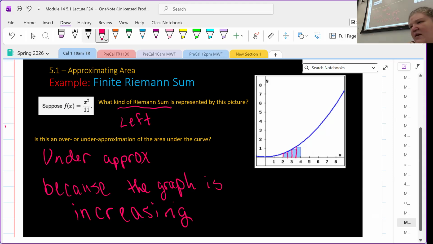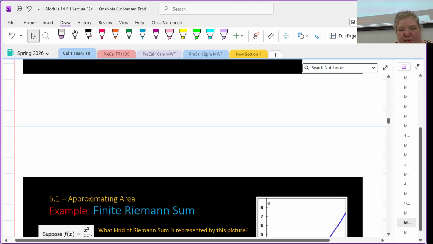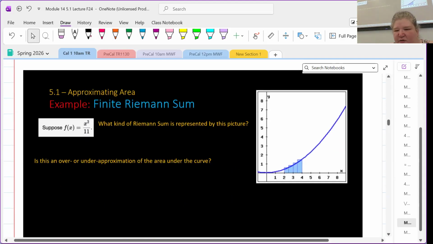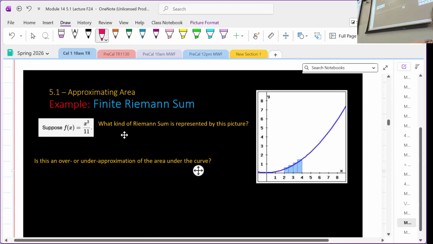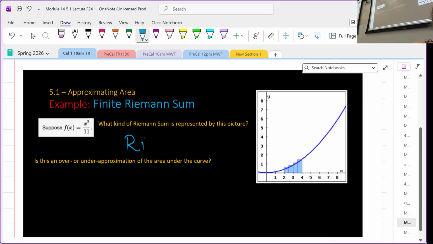So it's not that left endpoints are always an under approximation, but if the graph is strictly increasing over the interval we're looking at, then a left approximation, a left Riemann sum, will be an under approximation of the area. Now down here, same graph, but now I'm looking at a right Riemann sum. And it's an over approximation.